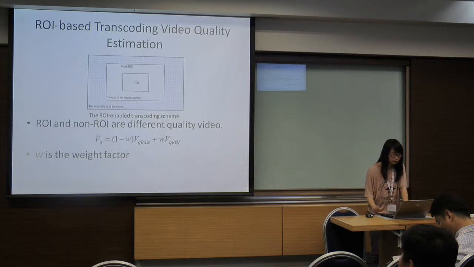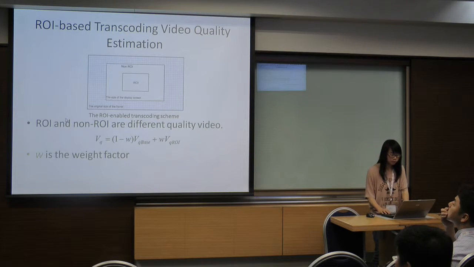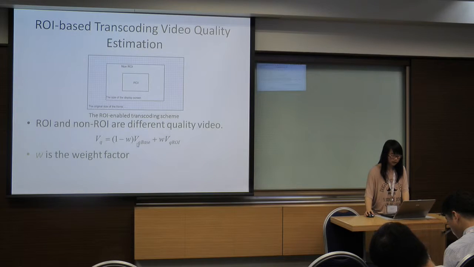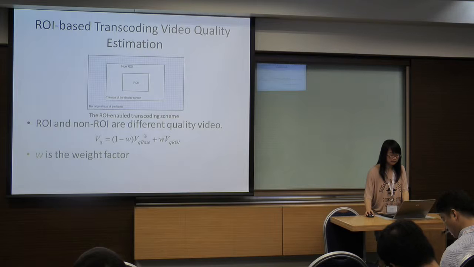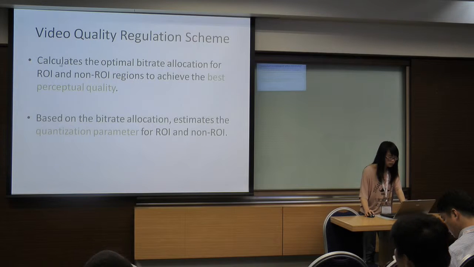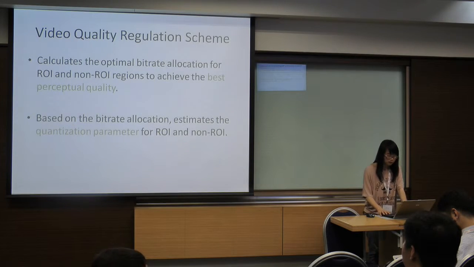So here is the schematic diagram of our ROI enabled transcoding scheme. We proposed the ROI based transcoding video quality estimation, in which we put a weighting vector W, and the rest is this one except the ROIs. This one is the quality of the video, and VQ means the overall video quality. So here we calculate the optimal bitrate.